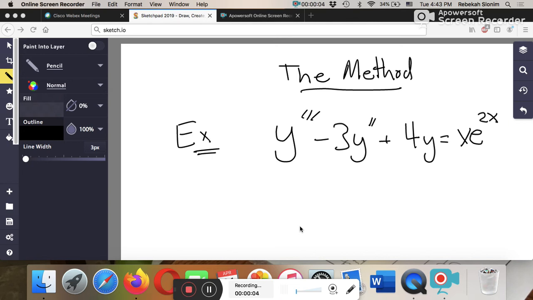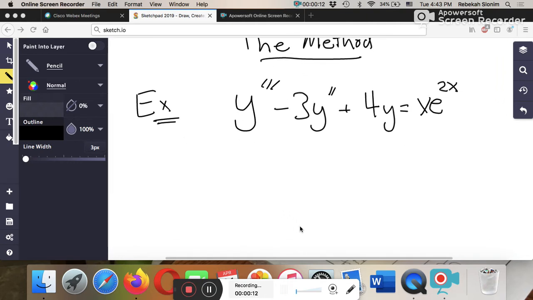So now we are going to talk about the actual method, the annihilator method, to solve these differential equations. The first example I'm going to look at is y triple prime minus 3y prime plus 4y equals x e to the 2x. Notice, by the way, there's sort of a y prime term missing. There's a 0 times y prime that we could stick in there if we wanted.